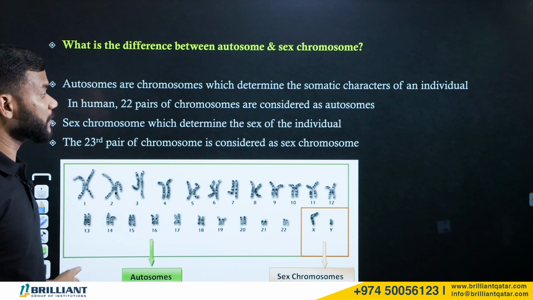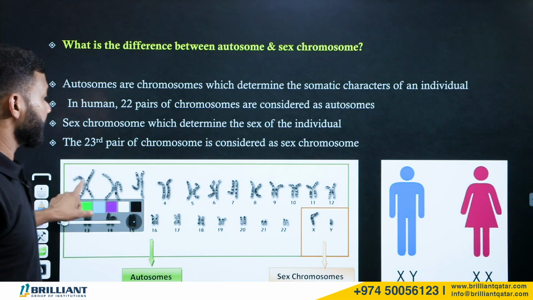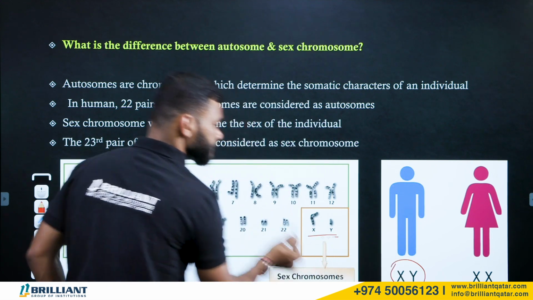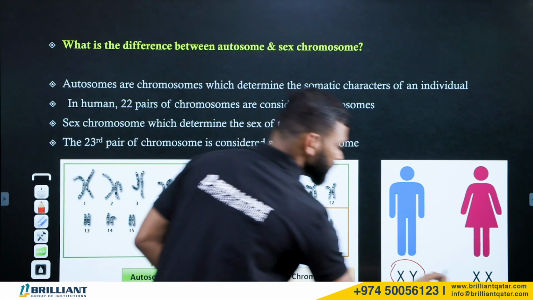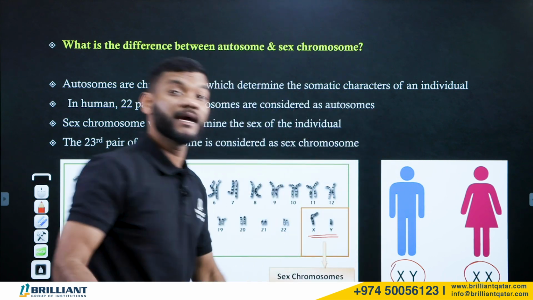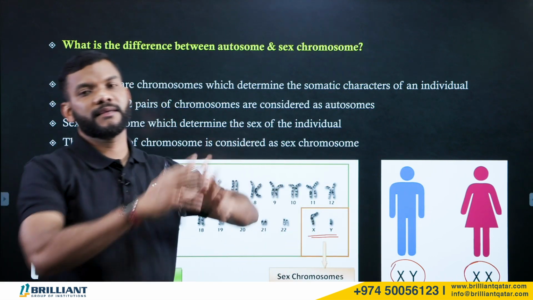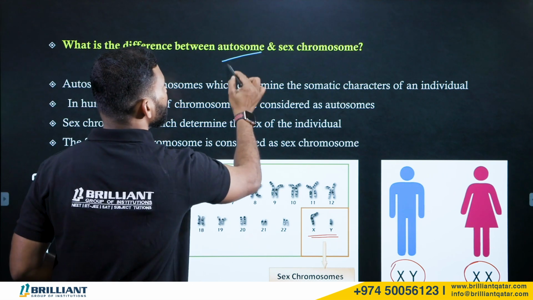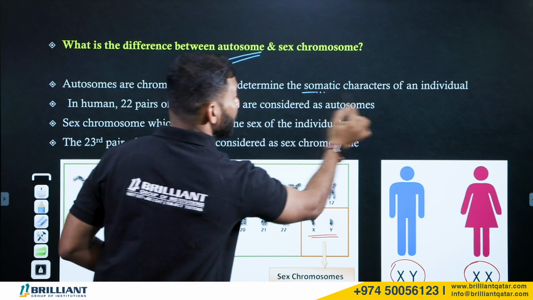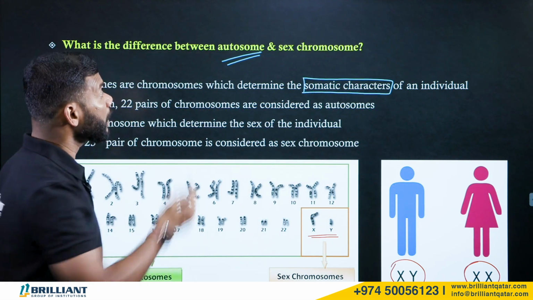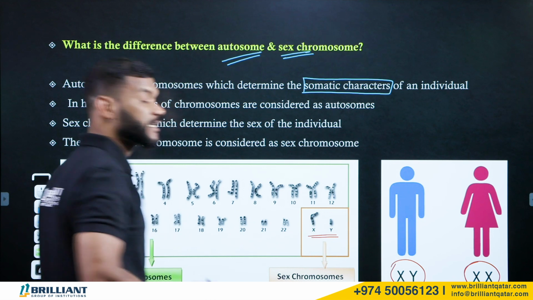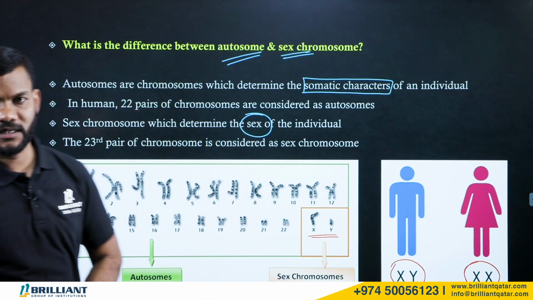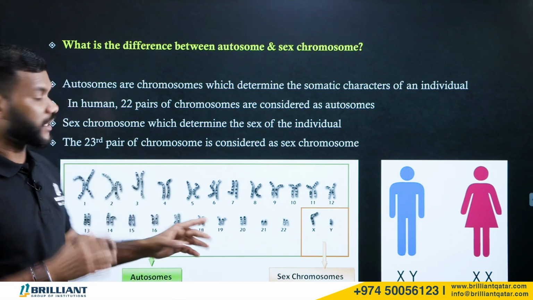Now, you can see the 23rd pair. If it is male, the chromosomes will be XY, like this. If the person is female, both the chromosomes will be XX. So that is the main difference: autosomes determine the somatic or body character, and the sex chromosomes determine the sex of the individual. Okay, let us go to the next question.